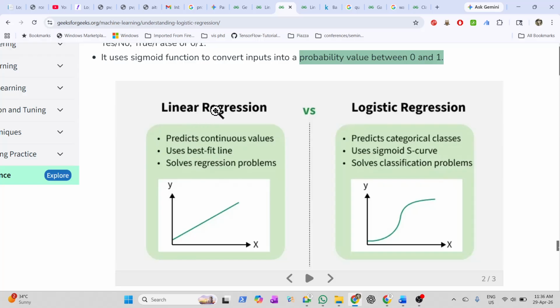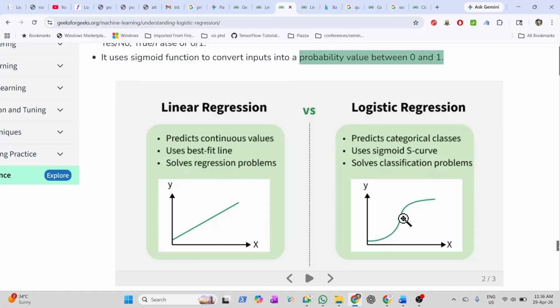This is linear regression, a straight line. Here we are predicting continuous values. We use a best fit line. We solve regression problems. In logistic regression, we predict a categorical value. We use the sigmoid S curve. This curve is called the sigmoid S curve.